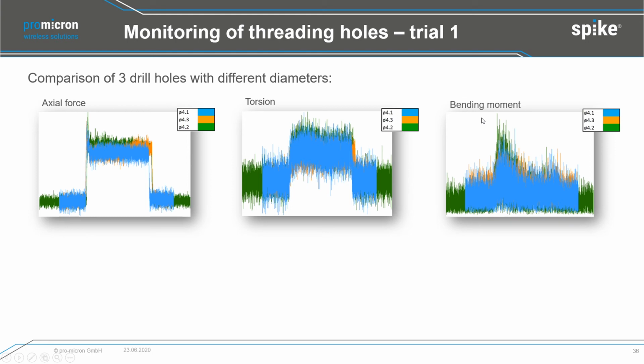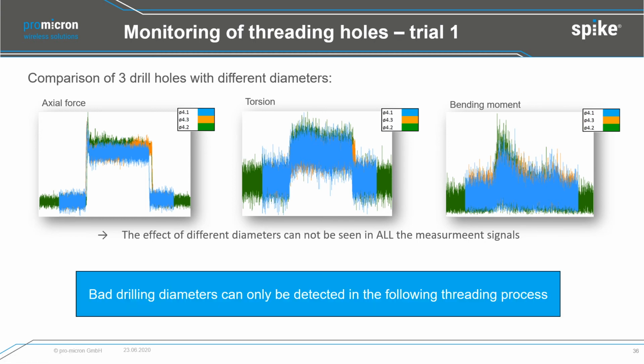The different effects of different diameters cannot be seen in all of these measurement signals. So they are very close to each other and very nearly the same. So we just wanted to show you that these little effects cannot really be seen. The bad drilling parameters can only be detected in the following threading process.